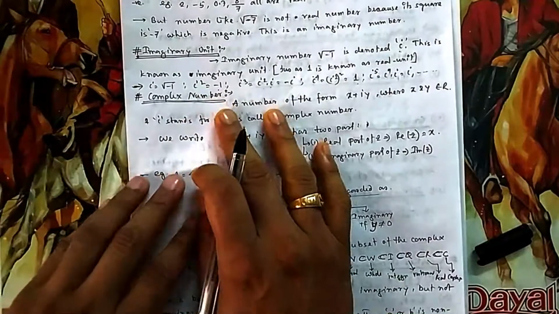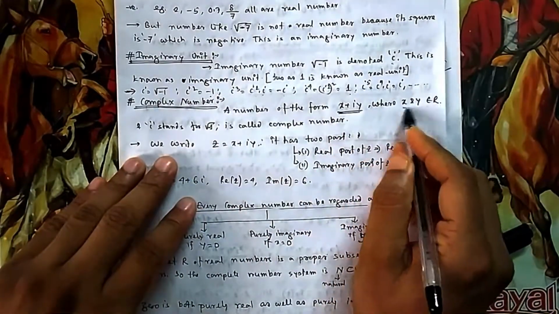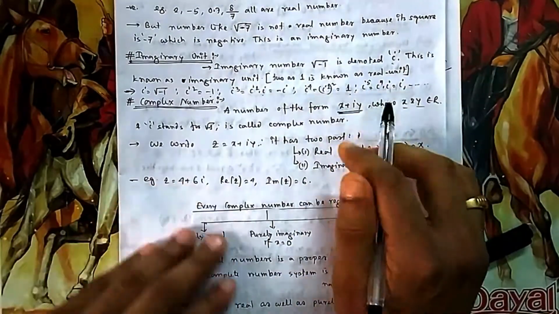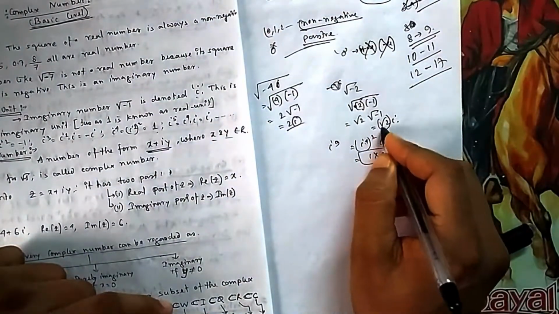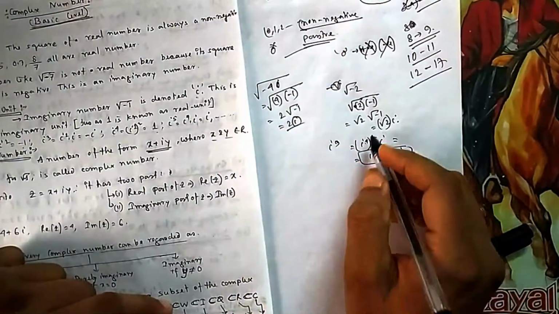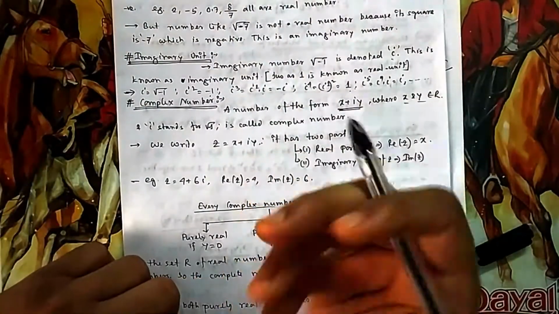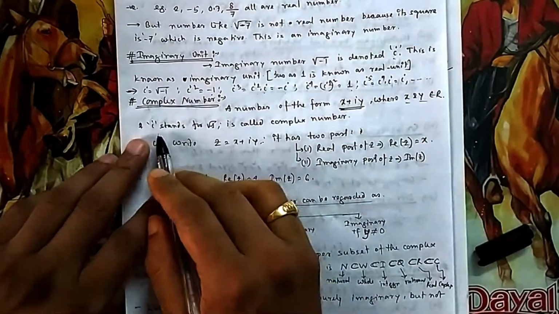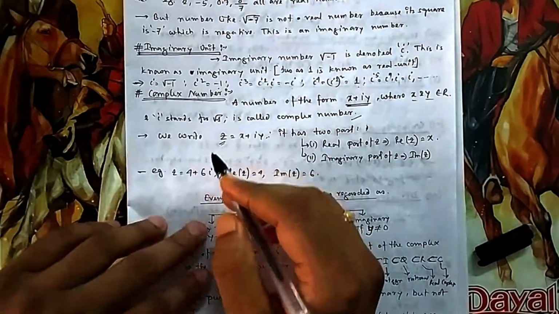Now let's define a complex number. A number which is in the form x plus iy, where x and y both should be real numbers, because this i will take care of the imaginary part. You can see this, the number that is multiplying with i, that is root 2, these are all real numbers. But when it's multiplied with i, then it makes a complex number. So x and y both are real, and i stands for root -1, is called a complex number.